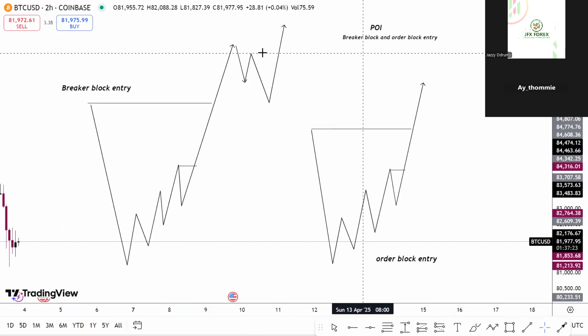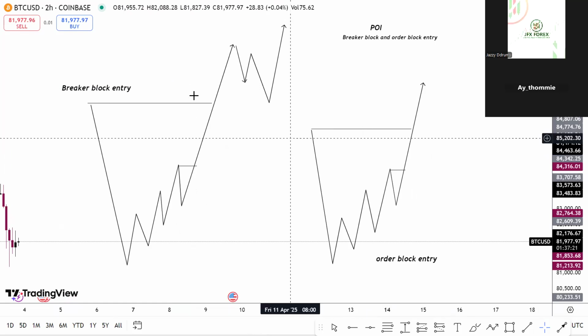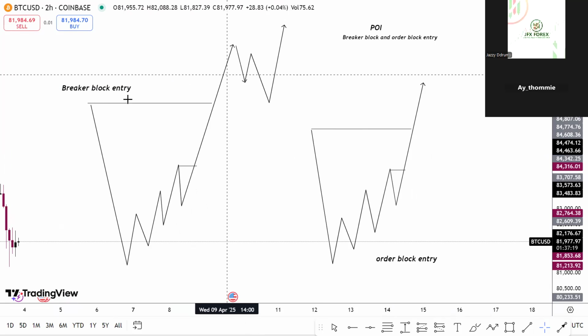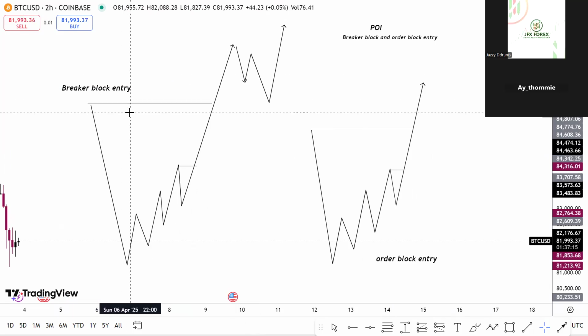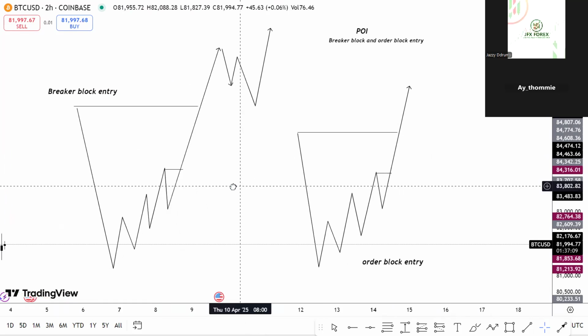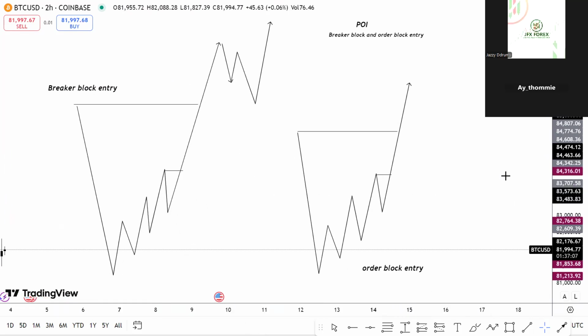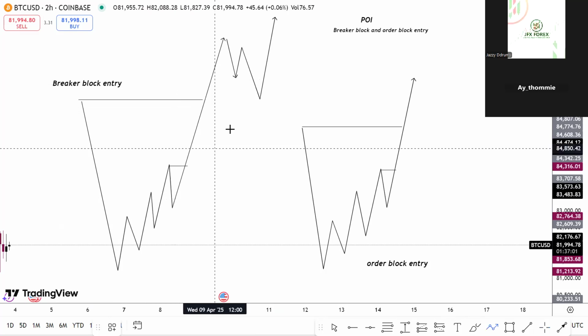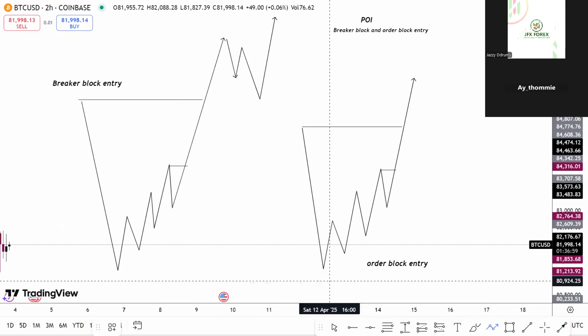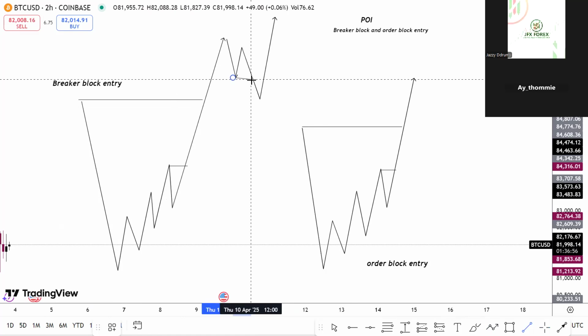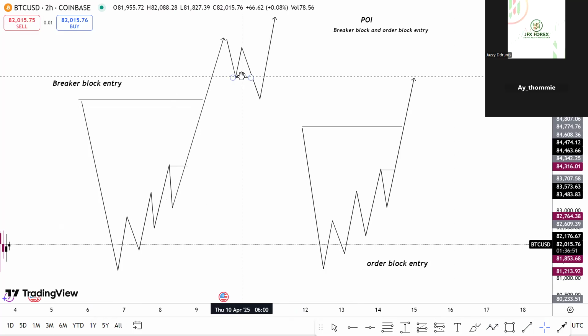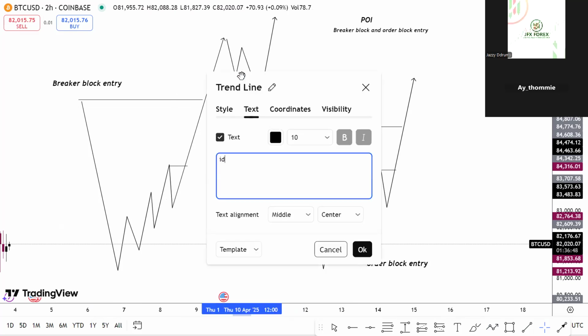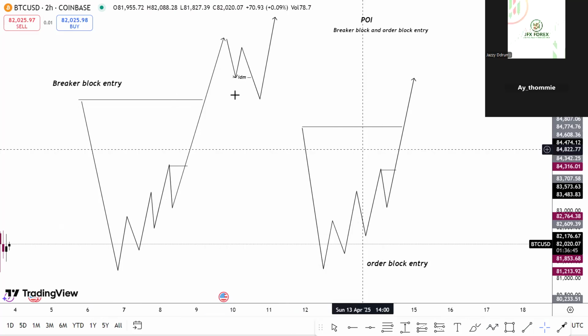The reason why I said this particular inducement is going to determine the entry that you'll be using is, after getting your major break of structures, now we've moved from structures to liquidity. Now we are on first POI. So after getting your major break of structures and your minor break of structures, after getting your inducement, your inducement will actually determine the kind of entry you are going to use. Like I said, if you are using a breaker block or order block.